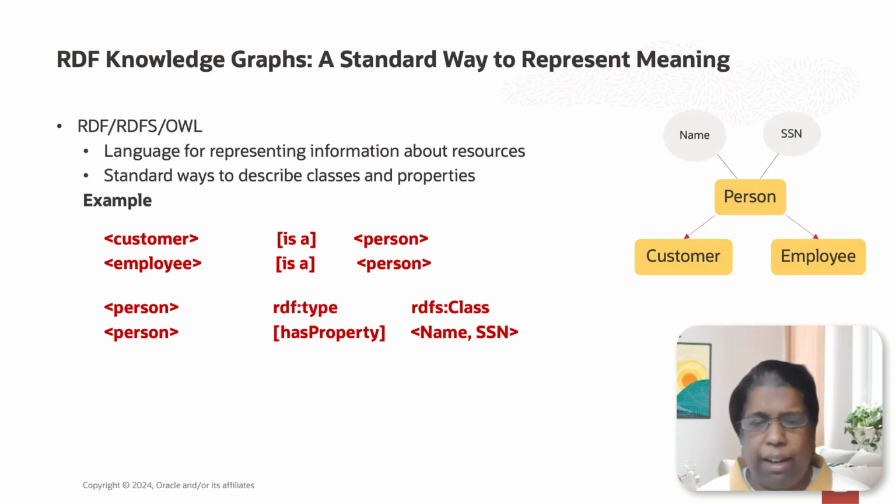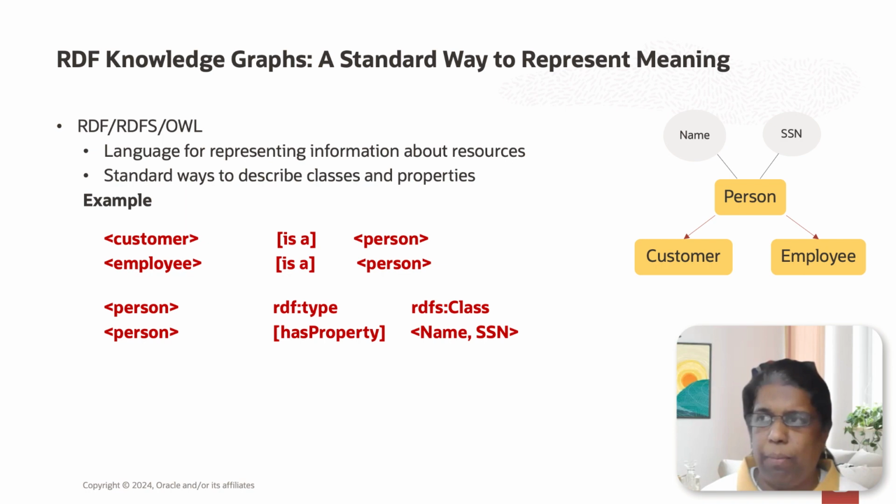And I'll just have a very high-level example to conceptually explain what these standards do for us. So here you have, for example, a person who is a category, and a customer and employee are types of person. So they're subcategories or subclasses. And a person has these properties, let's say name and social security number. Every person will have a name and a social security number. And all this can be represented using the standard ways, the standard defined by the W3C.